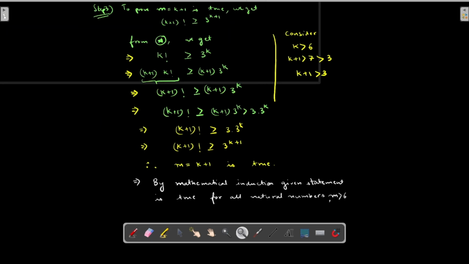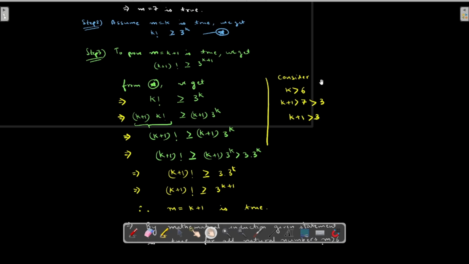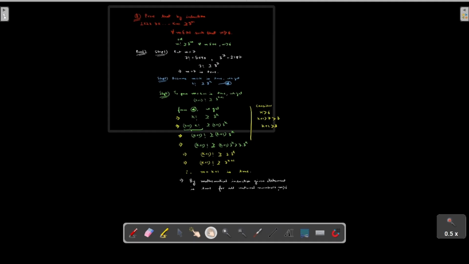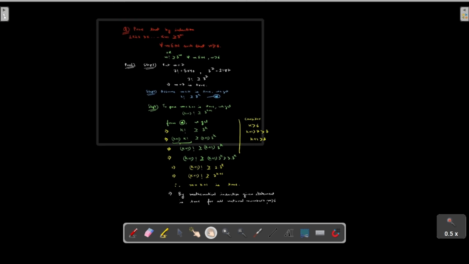The proof was a bit tricky. The tricky part was that you need to identify that k is greater than 6, then the k plus 1 part. The rest is straightforward. And I have used a factorial notation for ease of writing. You can use the multiplication form too. That also works. So yeah, this is the proof.